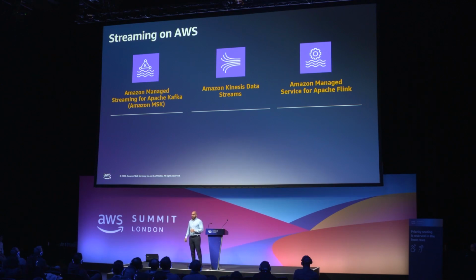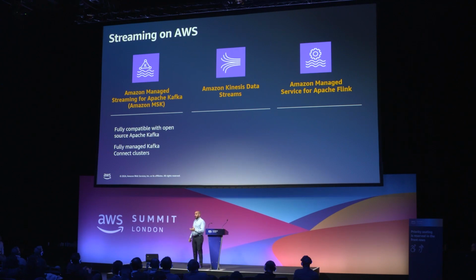So here we have Amazon Managed Streaming for Apache Kafka, or Amazon MSK for short. This is a managed version of open source Kafka, which is commonly used as a message broker for event-driven applications, or in this context, for streaming storage for ingesting streaming data and messages. So it's fully compatible with open source Kafka, and it's also used to manage Kafka Connect clusters as well.